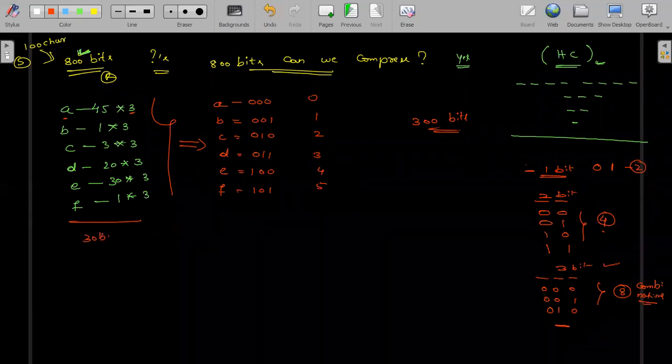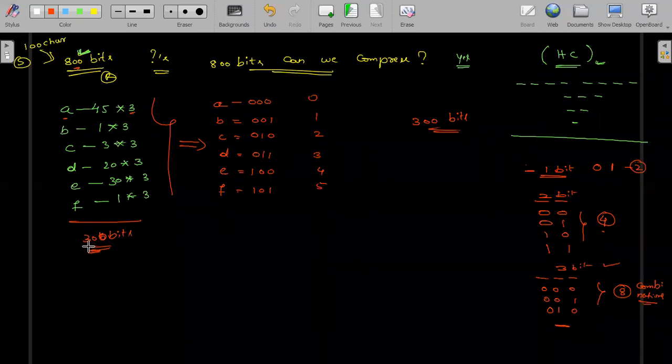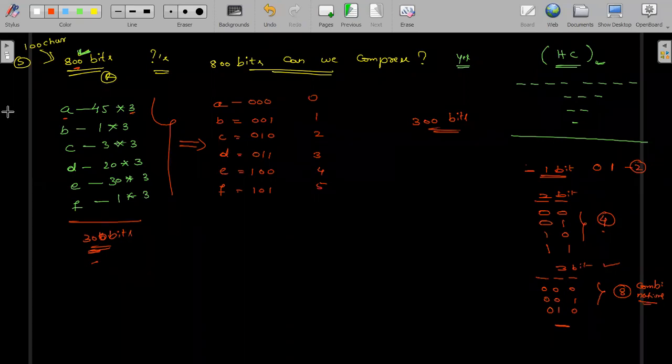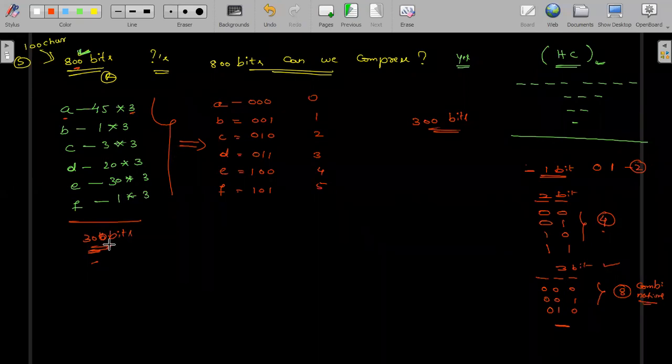Where is 800? Where is 300? We reduced or not? Now you people understood, right? So now if you are able to compress this data this much, now the point is you are able to compress the data this much.